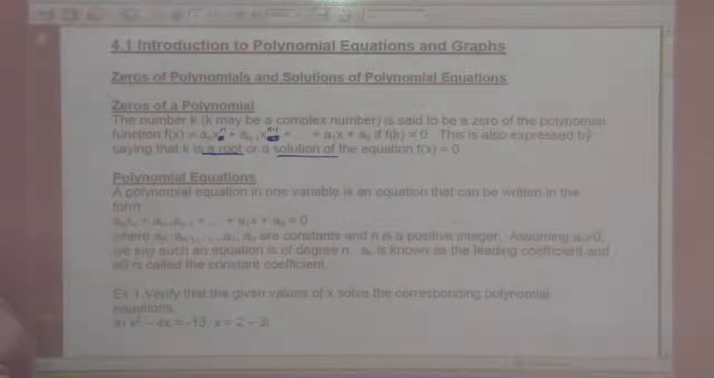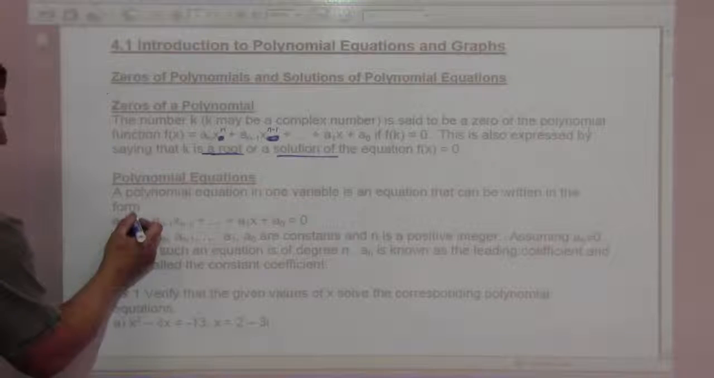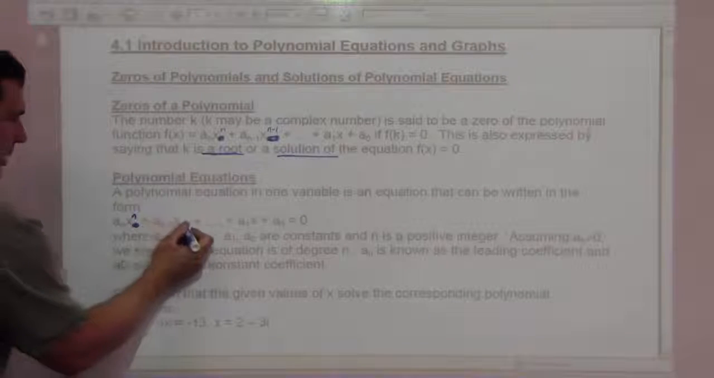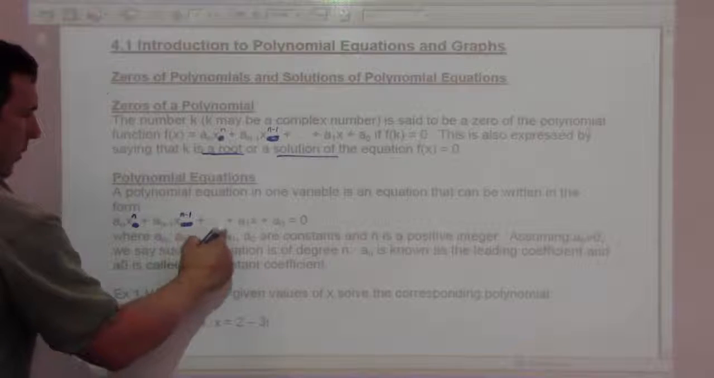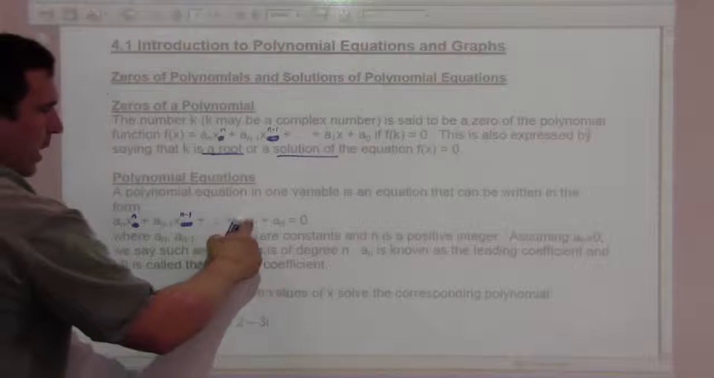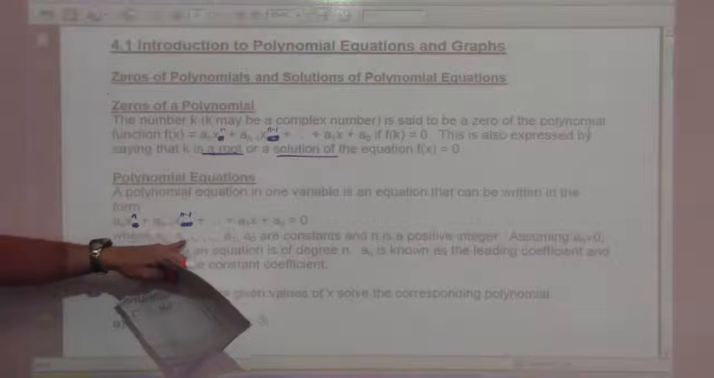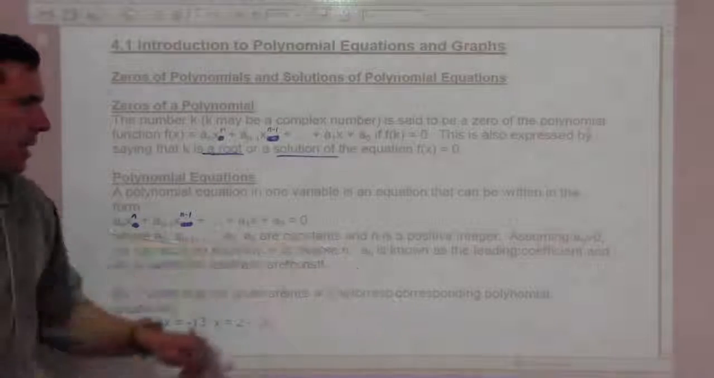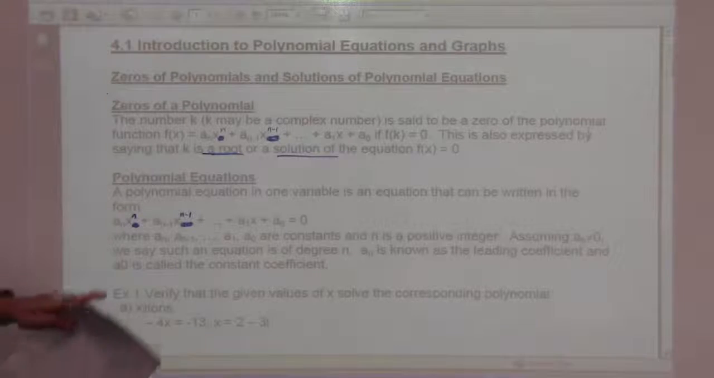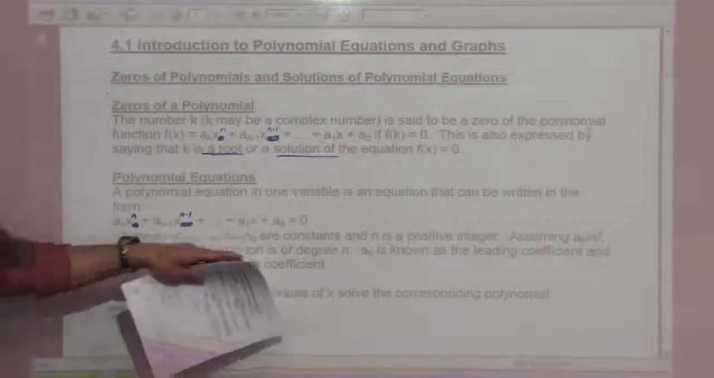So polynomial equations. A polynomial equation in one variable is an equation that can be written in the form a sub n x to the n plus a sub n minus 1 x to the n minus 1 plus dot dot dot, that means all the terms in between, plus a1x plus a sub 0 equals 0, where a sub n minus 1 and all the way through to a1, a0 are constants, and n is a positive integer.